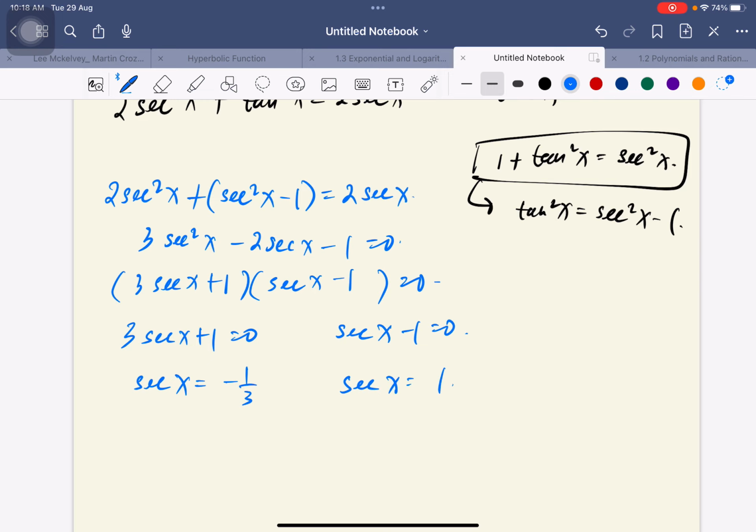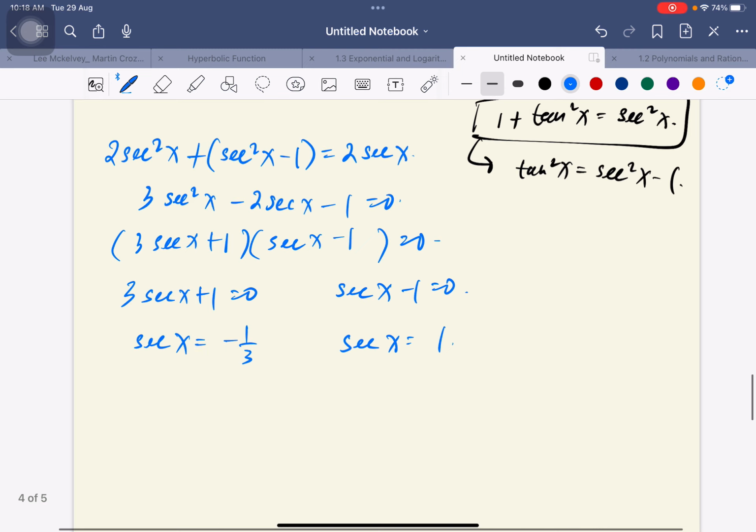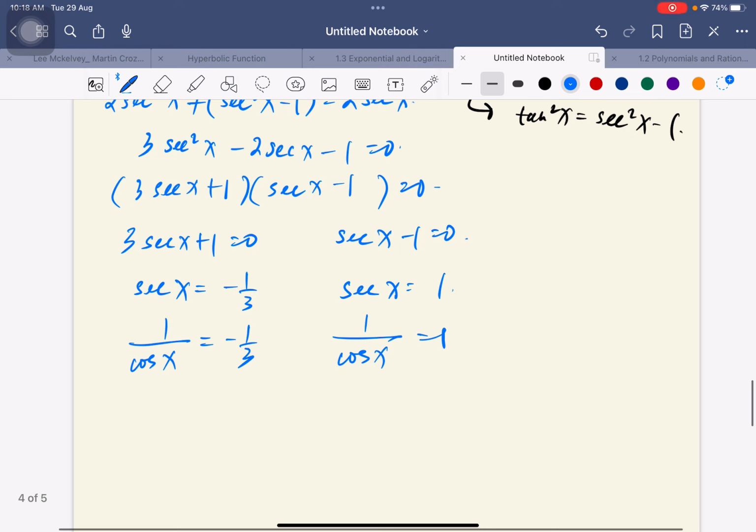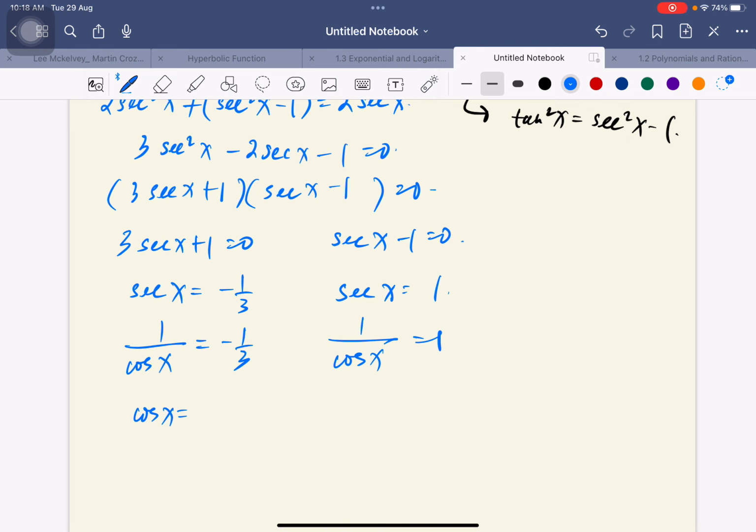And you know that secant x means 1 over cos x. It's the reciprocal of the cos function. So flip it, and we should get this. I just flip things over.